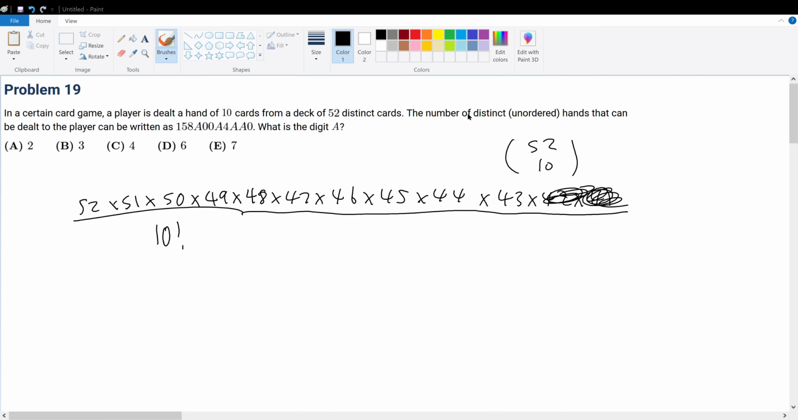Now, to simplify this, just write it out, and since I've already done it beforehand, just to save us some time, you should have simplified this into 26 times 17 times 5 times 47 times 46 times 11 times 7, and then multiply it by the final number 43, and that should be the simplification that you should have got.